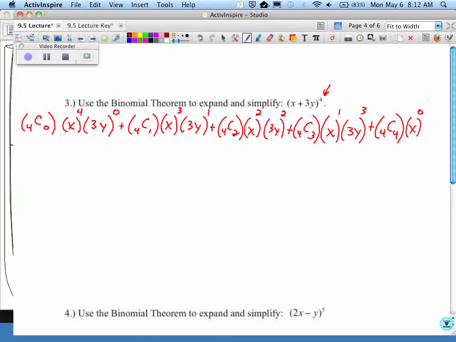So all the way through this problem, notice that 4 and 0, 3 and 1, 2 and 2, 1 and 3, 0 and 4 always add up to 4. So the exponents always add up to the original exponent.